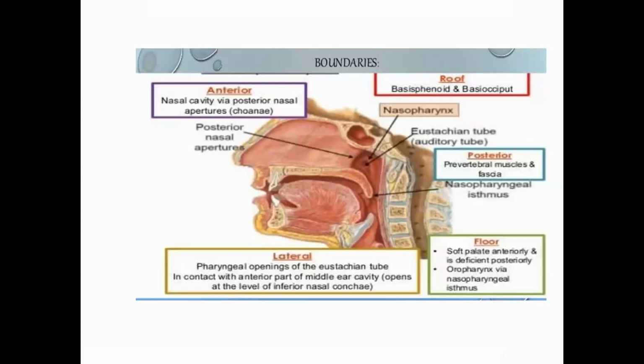In this space, there is what we call the Eustachian tube, which is an opening, a canal that connects the nasopharynx and the middle ear. Just lateral to this opening, there is a protrusion which we call the torus tubarius.